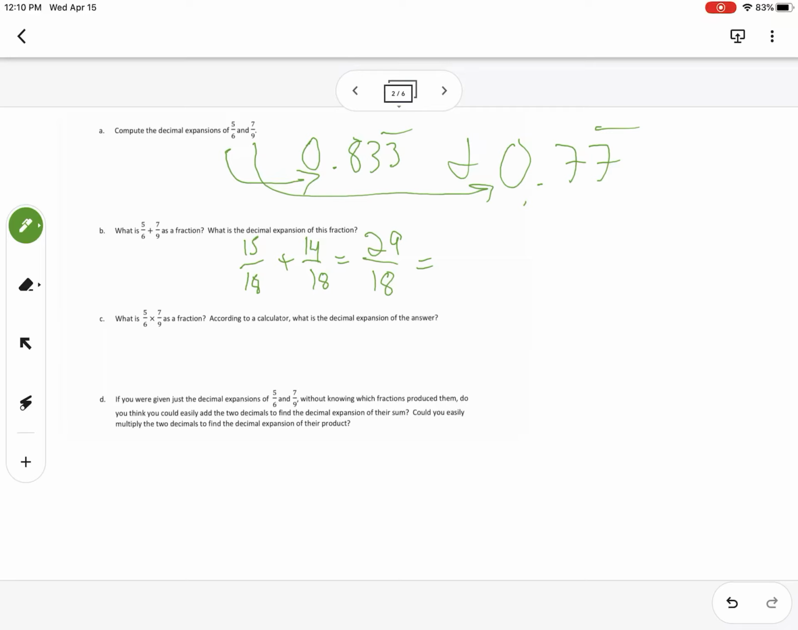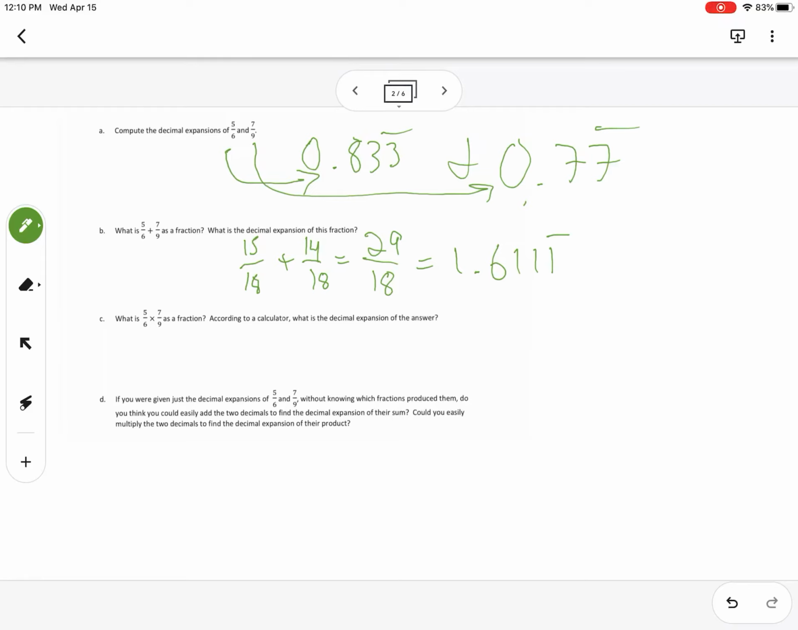The next part says, what is the decimal expansion? That just means change it from a fraction to a decimal. When you plug in 29 divided by 18 in your calculator, you get 1.6111, and those ones repeat forever. So it is non-terminating, and I can just finish it like that. That's my answer for part B.